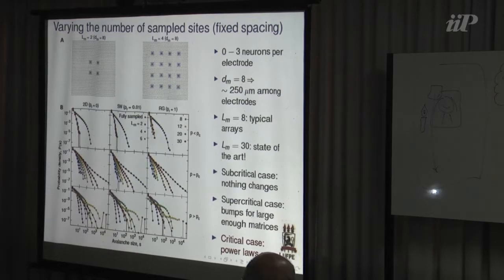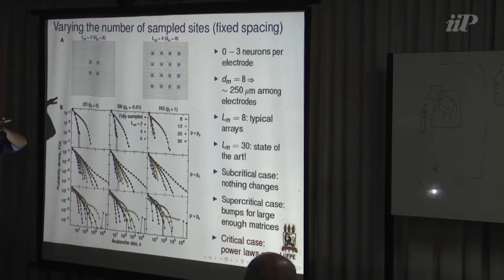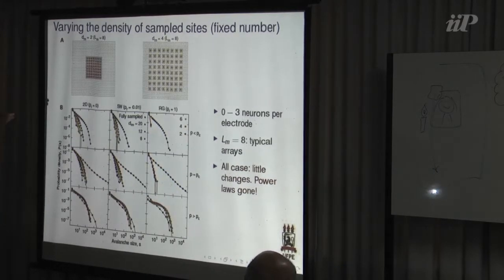I know, it's gone. Well, maybe it's not the number of electrodes that matter, maybe it's the spacing. So, okay, let's keep the number of electrodes fixed and change the spacing. Okay, I can do that, right, in the computer. No power law, no power law, no power law. If there is one, we couldn't find it.